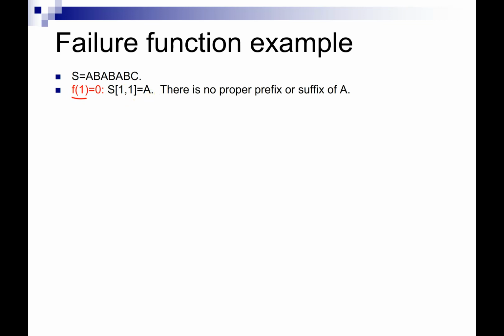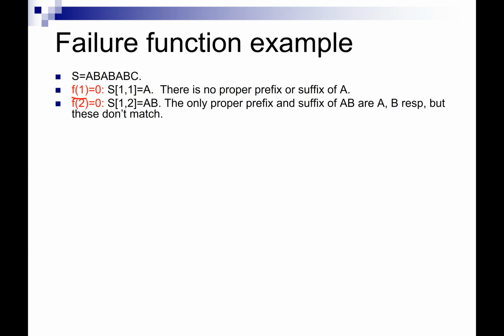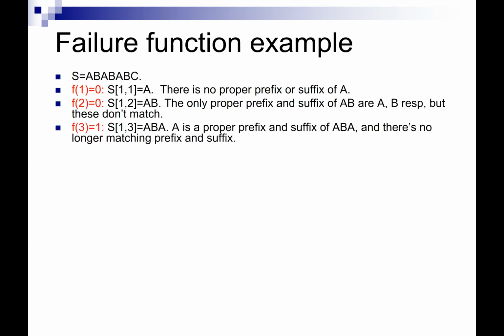So therefore, there is no proper prefix or suffix of a single letter. Next, we're going to compute f of 2. We start with the first 2 letters of s, and we're looking for a matching proper prefix and suffix. But here, the only prefix is a and the only suffix is b, and they don't match. So we cannot find any matching prefix and suffix, so f of 2 is 0.